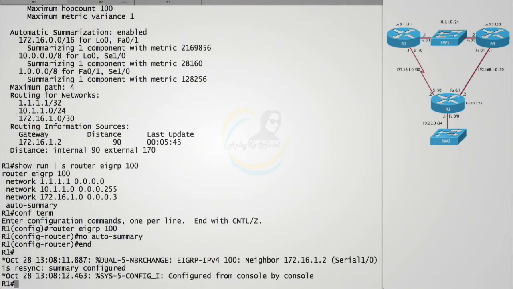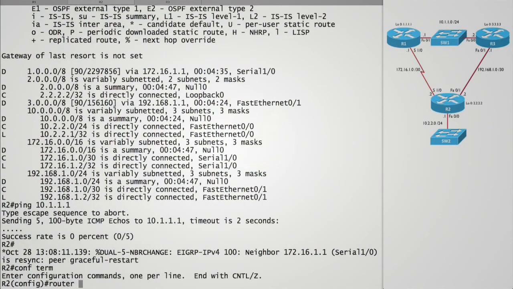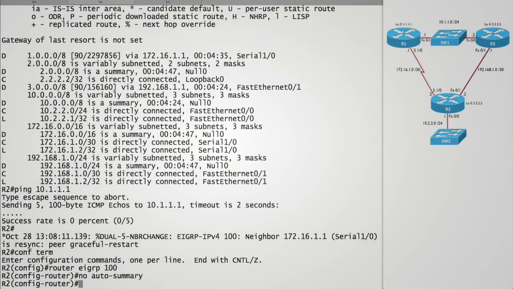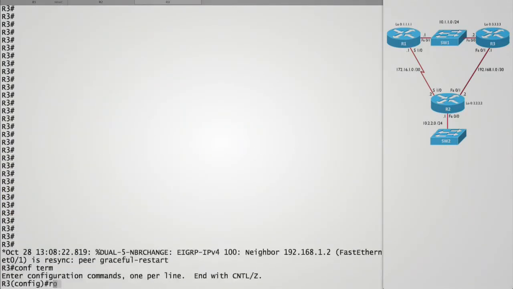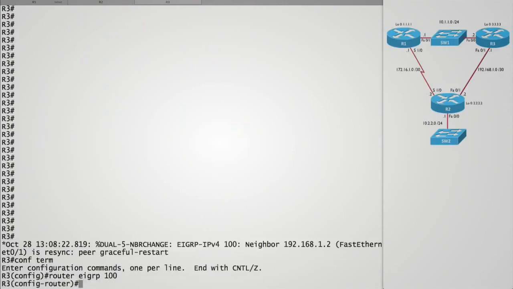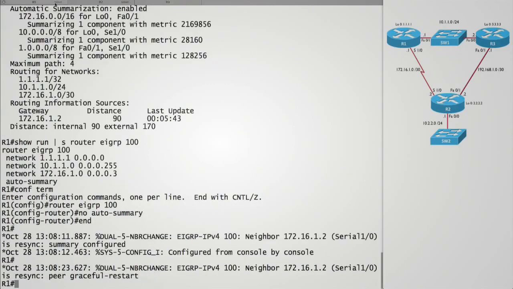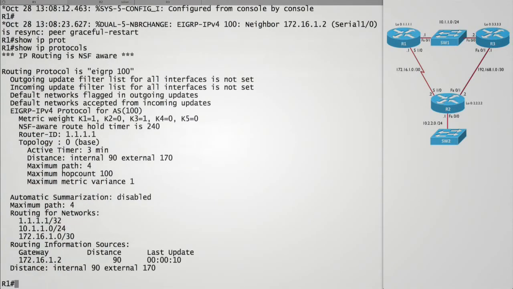We'll go to router R2 and do the same thing. On router R2, let's go into global configuration mode and then into router eigrp 100. No auto-summary. One more router to go. Let's go to router R3. Router eigrp 100. No auto-summary. Now that we've removed auto summarization, let's go back to R1 real quick and do a show ip protocols. Now we don't have that message saying that we're summarizing the 10. network.